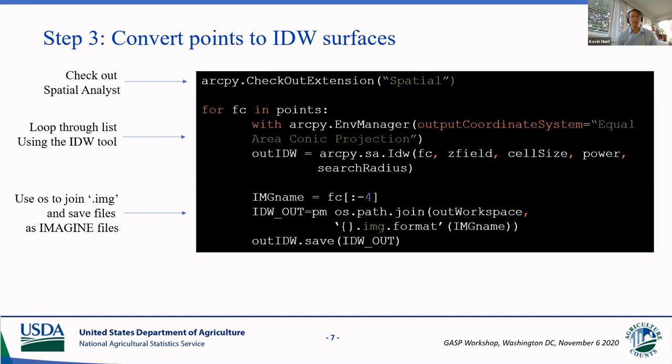And then here's your feature class. The FC is the list of your points. You want to then use that in the environment manager tool, and you're defining now what projection you're going to put these IDWs in. And I'm actually changing the projection here to match other data. And then you want to use the IDW tool, which is arcpy.sa.Idw. And then there's your parameters that you defined above. So then that's all it is, looping through this.